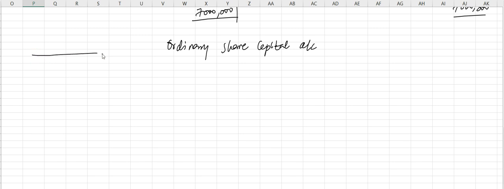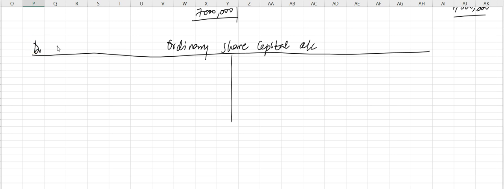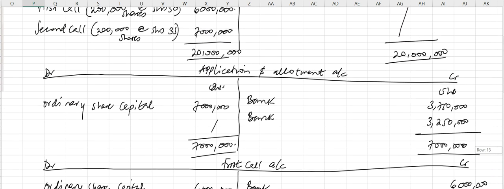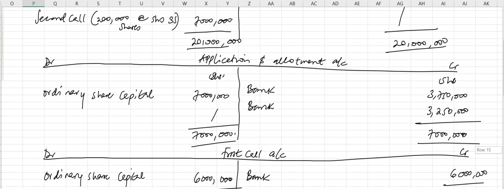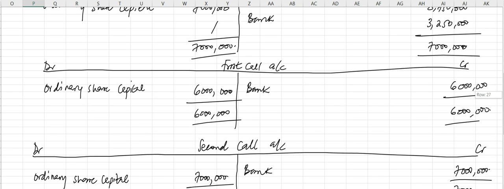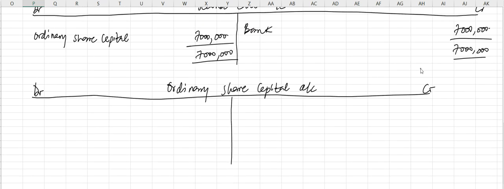Ordinary share capital account. This account records the par value of the shares that have been issued out. So in the ordinary share capital account, we credit it with the application and allotment monies. You see, in the application and allotment account, we debited this account with the ordinary share capital. So in the ordinary share capital account, we are going to credit this account with application and allotment.